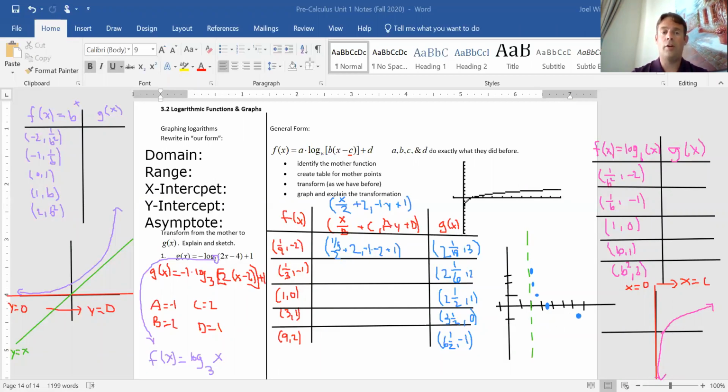So we can make our sketch then. A little whoopsie in there. I'll tell you what. There we go. All right. So the domain. No, let's start with the asymptote. Actually, I think the asymptote would be x equals the c value. So x equals 2.